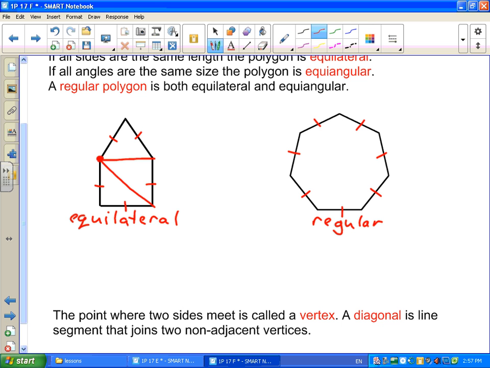So what I have here is 5 sides on my shape, and I was able to draw 2 diagonals. And after I've drawn my 2 diagonals, what I see is I've divided my shape up into triangles. 1, 2, 3. 3 triangles.